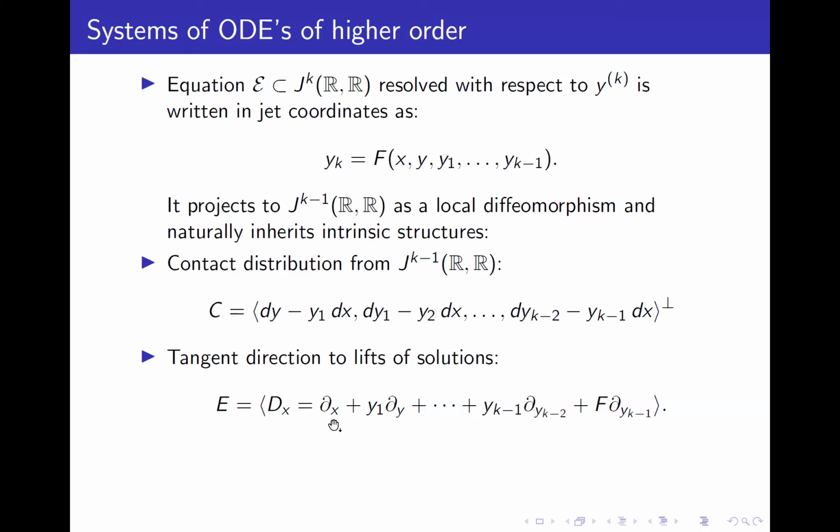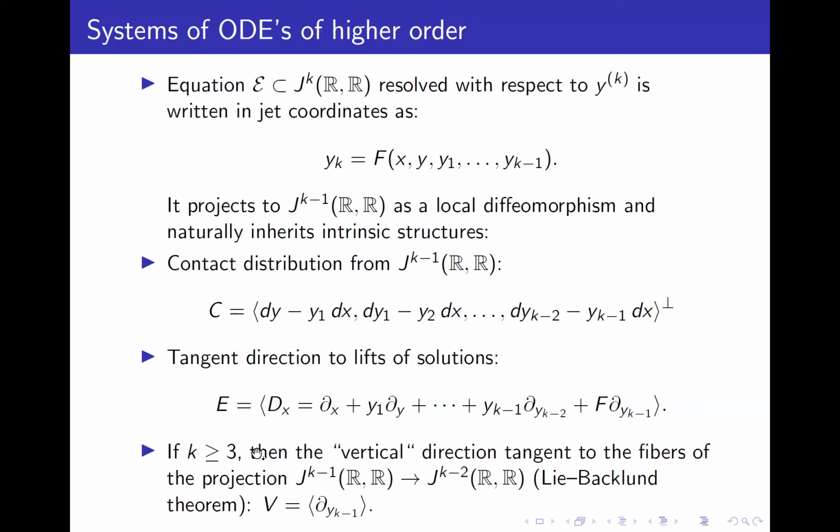And in addition to this, if k is at least 3, then all contact transformations, but also point and fiber preserving transformations, will preserve the so-called vertical direction. So the vertical direction is a direction which is tangent to the fibers of the projection to the previous jet space, so the jet space of order k minus 2. And that's due to the Lie-Bäcklund theorem that if k is at least 3, then any transformation that preserves C will actually preserve this vertical direction here as well.